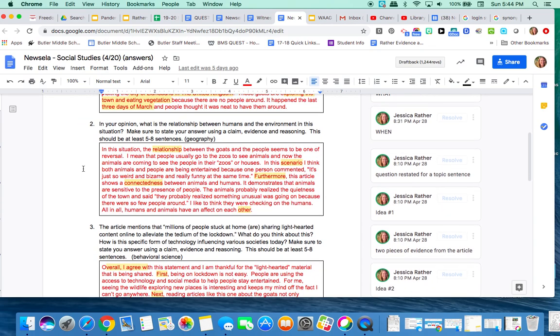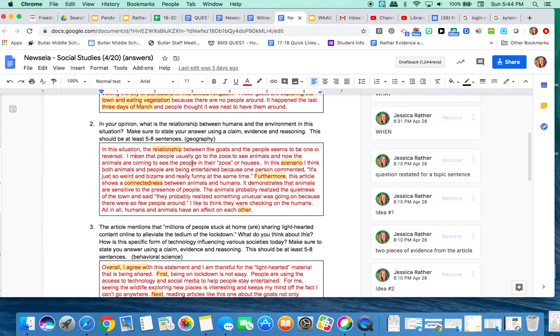The second question on this assignment was an opinion question, and it was the relationship between humans and the environment in this specific situation. This you needed to use claim, evidence, and reasoning. So the first sentence should be taking your main idea and restating it with the context of the words. So I said, in this situation, the relationship between the goats and the people seems to be one of reversal. And then I go into talking about what that means. This right here, though, is your topic sentence that relates back. I should clearly see that, and that's also my claim in the first sentence. And then I go on to explain what that means.